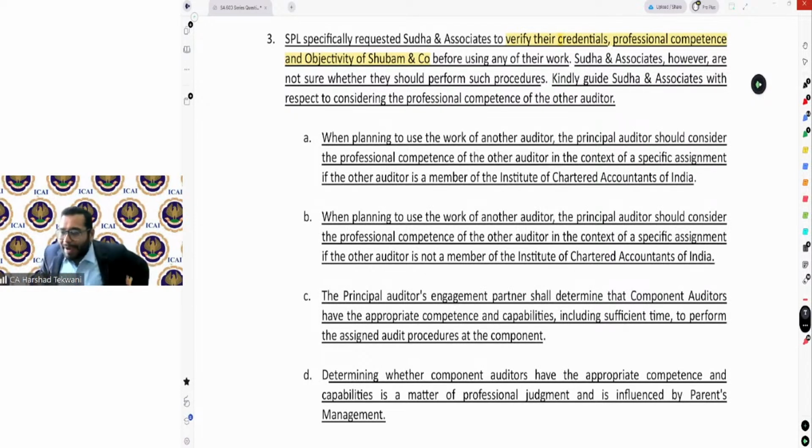Principal auditor's engagement partner means, let's say for example, the engagement partner of Sudha and Associates. So Sudha and Associates are the principal auditor, and their engagement partner, who is looking after the engagement, is the principal auditor's engagement partner.